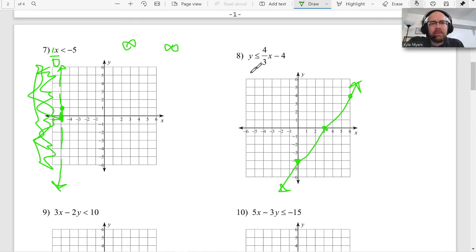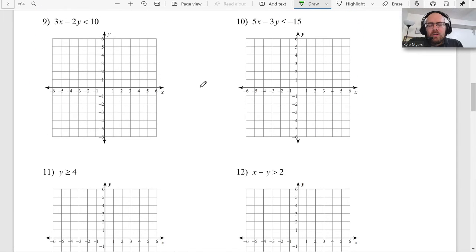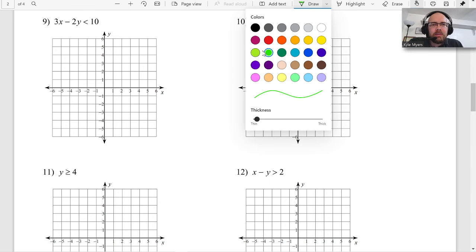All right, number 8, this one's actually really tame. Less than, we shade below. All right, boom, done. And then, oh hey, I didn't think we were going to run into any more of these things, but we did. All right, whatever. So new color.